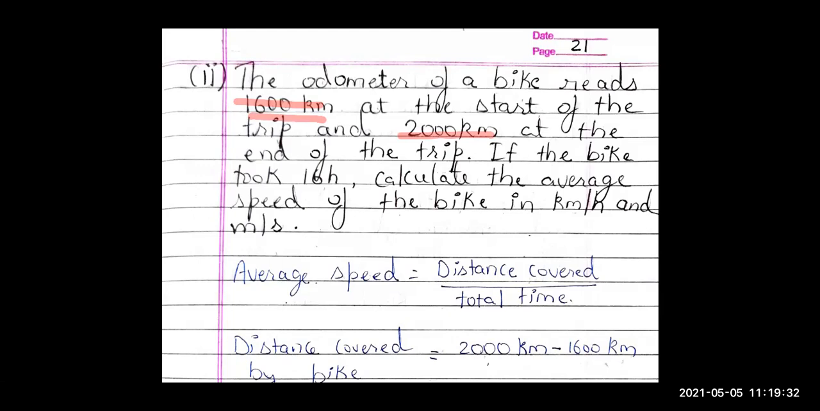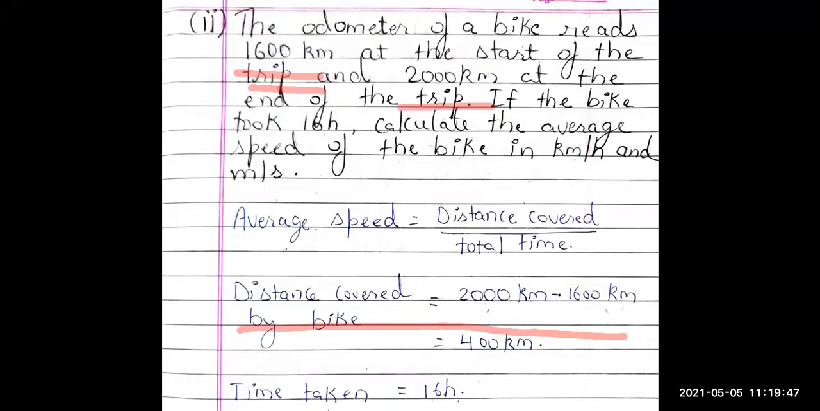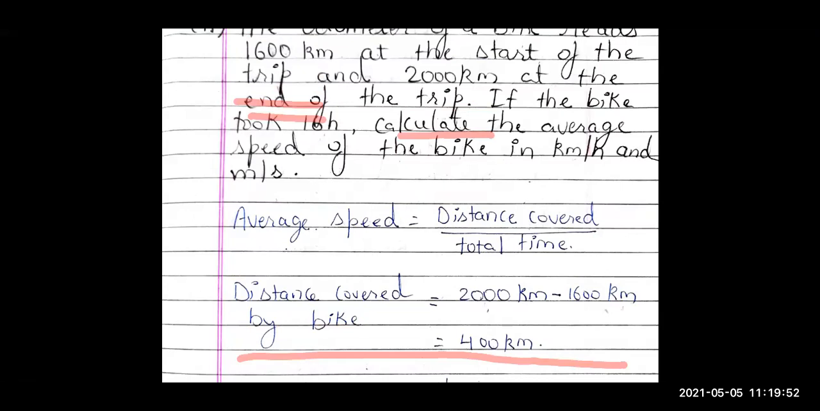So how much distance did you travel, beta? You started from 1600, you ended at 2000. So the distance that your bike has covered is 2000 kilometers minus 1600 kilometers, right? So the total distance covered by your bike is 400 kilometers, right, beta? I hope you have understood this. Now let's read the question further. The question says that now if the bike took 16 hours, so what is the time taken by bike? Time is 16 hours, right? Then calculate the speed of the bike in kilometer per hour.